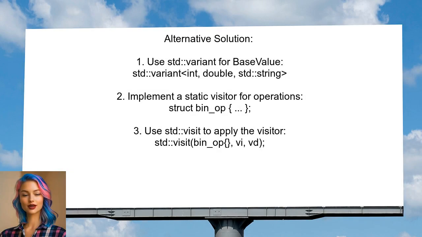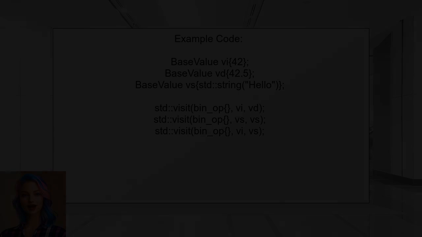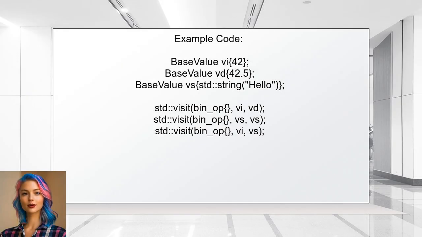One alternative approach suggested by a user is to use the variant feature from C++17. This allows you to define a base value as a variant type, which can hold different types like int, double, or string. They recommend using a static visitor pattern to handle operations on these variants. In their example, they demonstrate how to create a variant and perform operations on it, including handling mismatched types. This approach simplifies the error handling by allowing you to define behavior for unsupported types directly in the visitor.